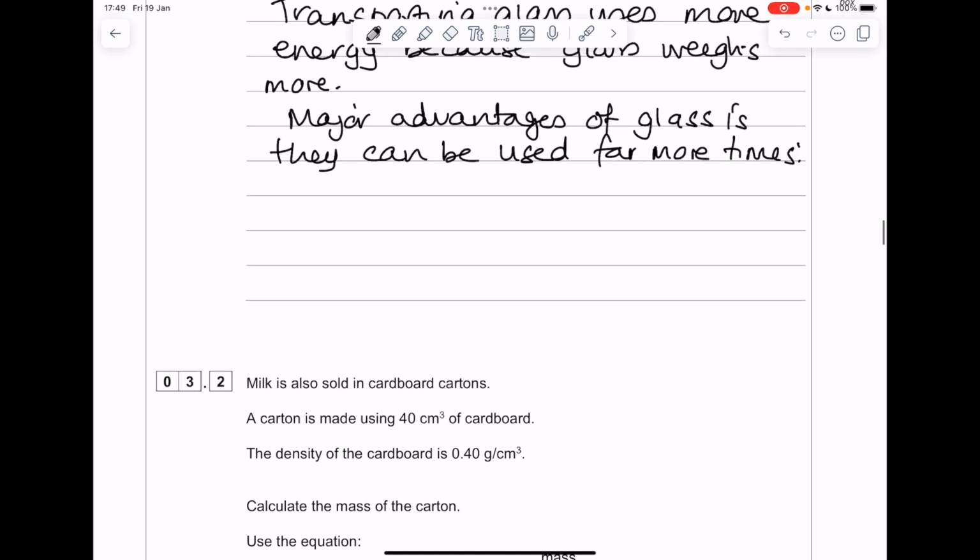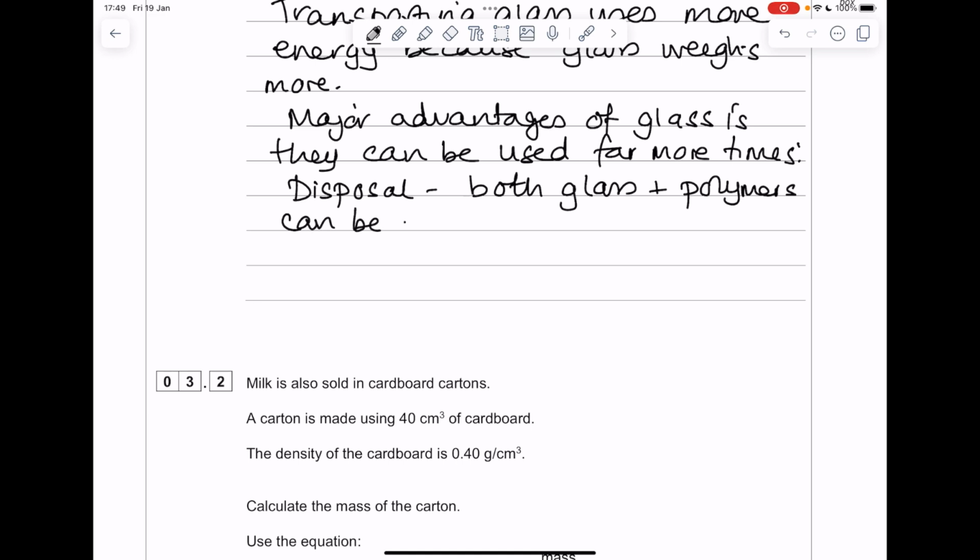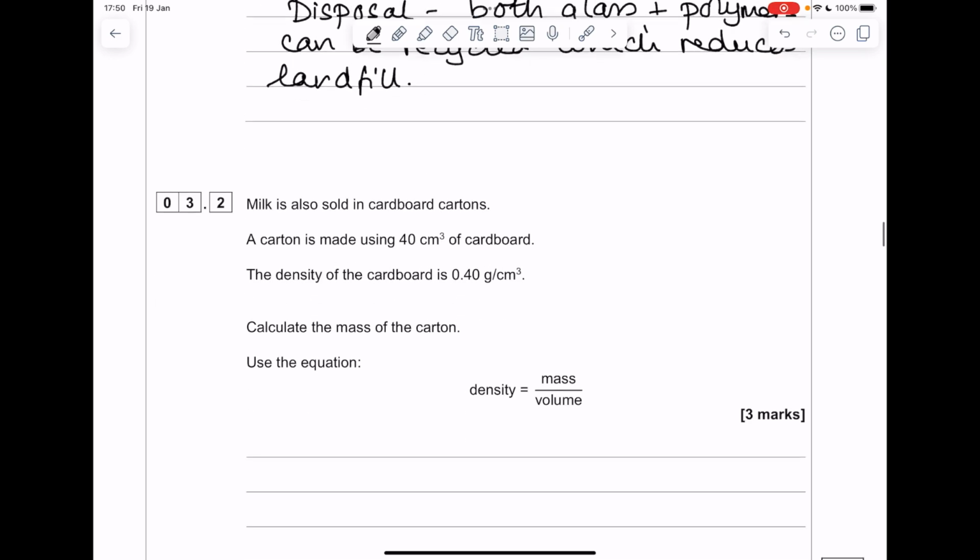What about the disposal? Both glass and polymers can be recycled, which reduces landfill. Don't stress about these questions. Honestly, just use each row of the table and make a statement.